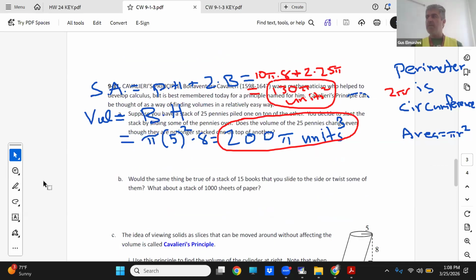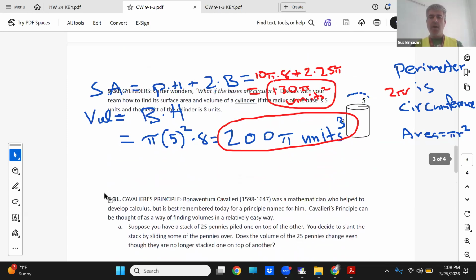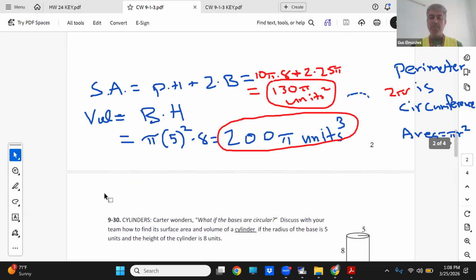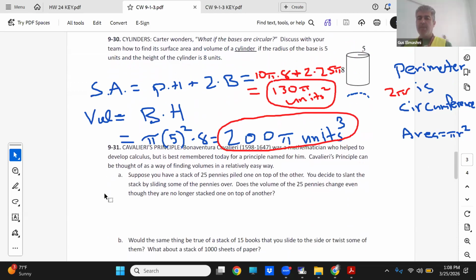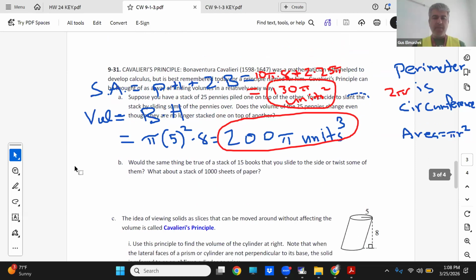Oh, this question, yeah, go ahead. Oh, I did 80 plus 50 because when I do perimeter times the height, the perimeter is 10 pi, like circumference, the height's 8. So that's the lateral area, like this part right here, right? And then the base, top and bottom, 25 pi, 25 pi, so I got to do twice, right? So that's 50 pi. And if you add 50 to 80, you get 130. Yep. Cool. All right, let's look at this one here.